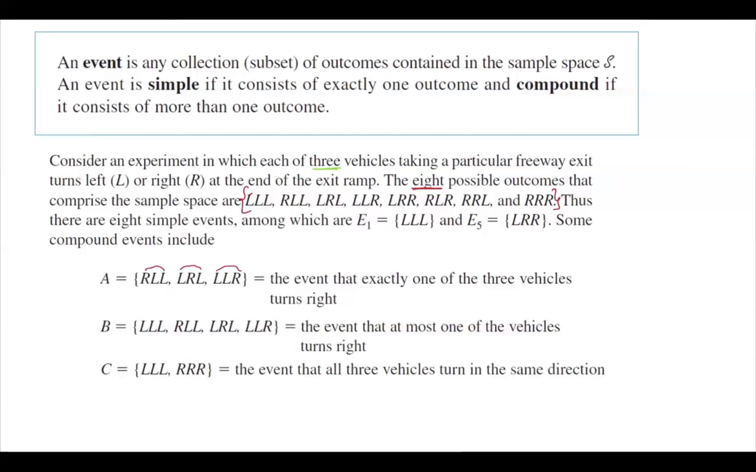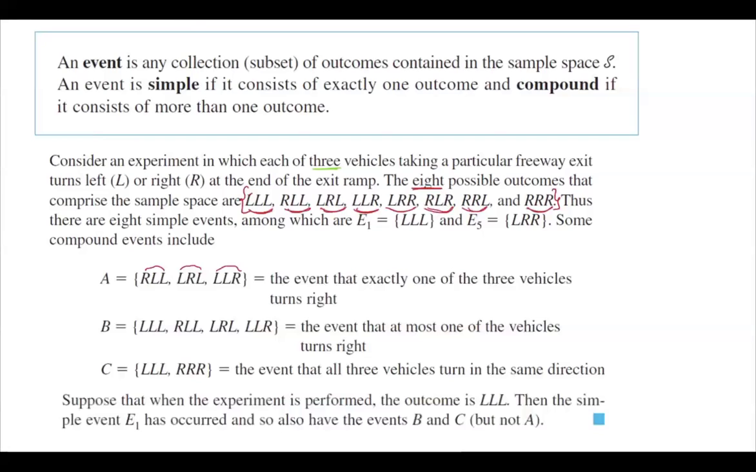So you basically have 8 simple events, which are each one of these separately. And if you combine these together, you define a compound event. You're interested in finding the probability for each type of event. Now, suppose that when the experiment is completed, the outcome is left, left, left. Then the simple event E sub 1 has the following elements: L, L, and L.